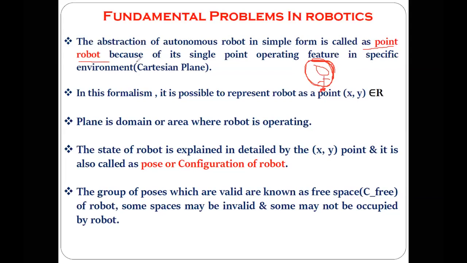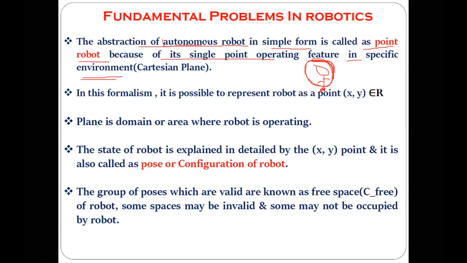Why is it considered a point robot? Because of its single point operating feature in the specific environment, in the sense, in the specific location or area. That is the reason I have mentioned here: the abstraction of the autonomous robot in simple form is called a point robot because of its single point operating feature in the specific environment.